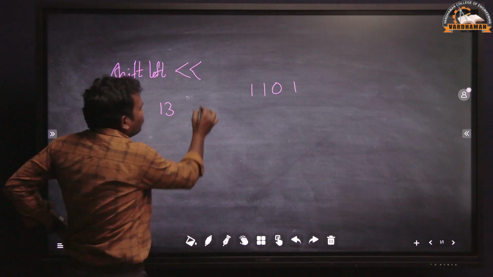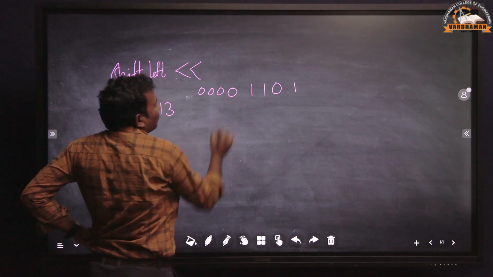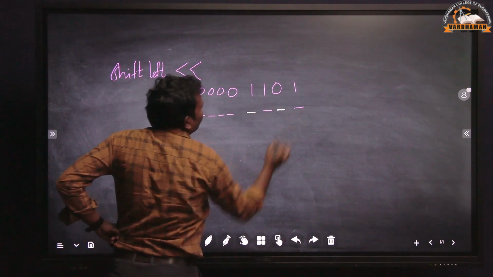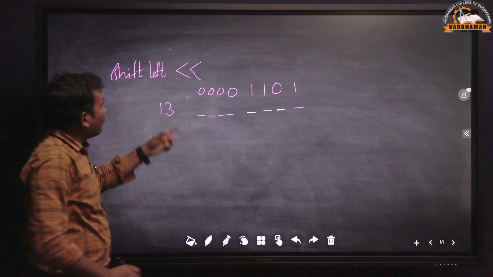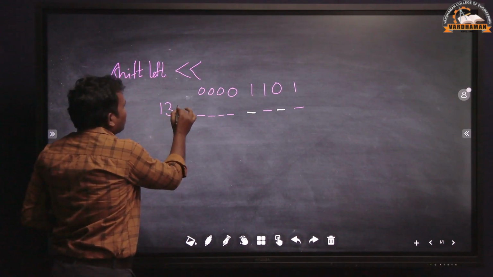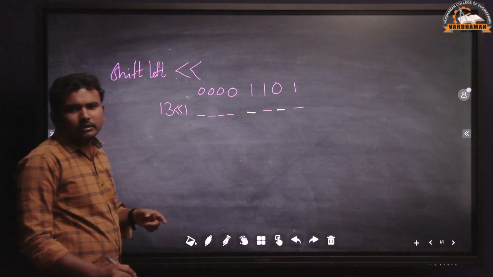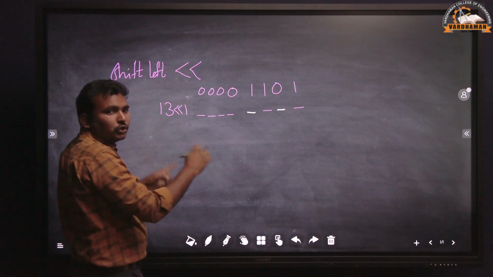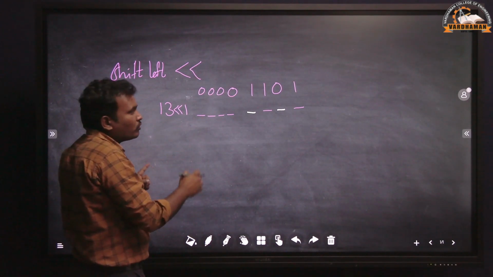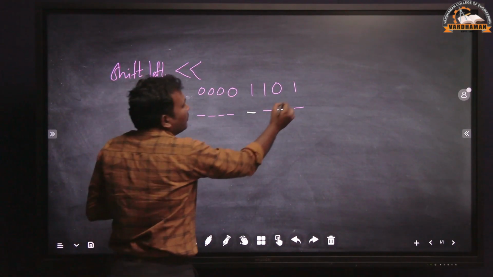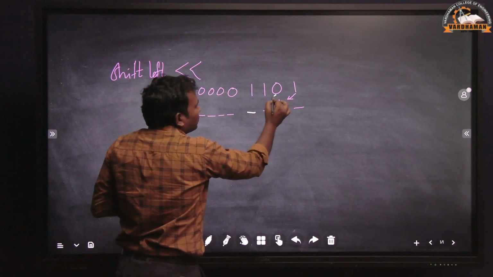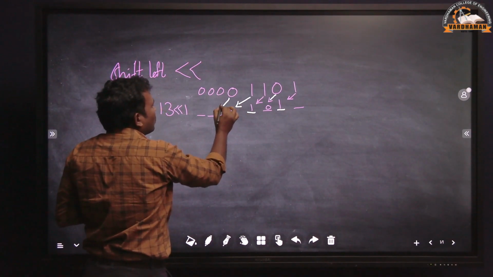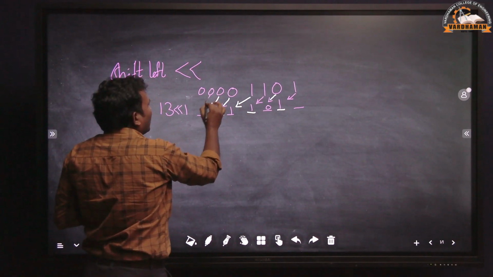1101. Now for understanding, I am adding 4 more zeros to it. Now I have positions like this. Now suppose I am doing shift left by 1 position, 13 shift left by 1 position. Every bit will move towards the left side in a shift left operation. So this 1 will be joined here, the 0 comes here, the 1 comes here, this 1 comes here, the 0 comes here, the 0 comes here, and the 0 comes here.